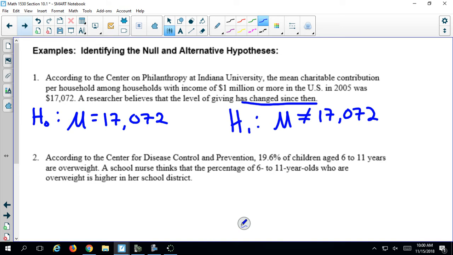So this is the assumption. This is what we're trying to show in our research. And we either have enough evidence or we don't. Okay? The evidence will come from the sample.